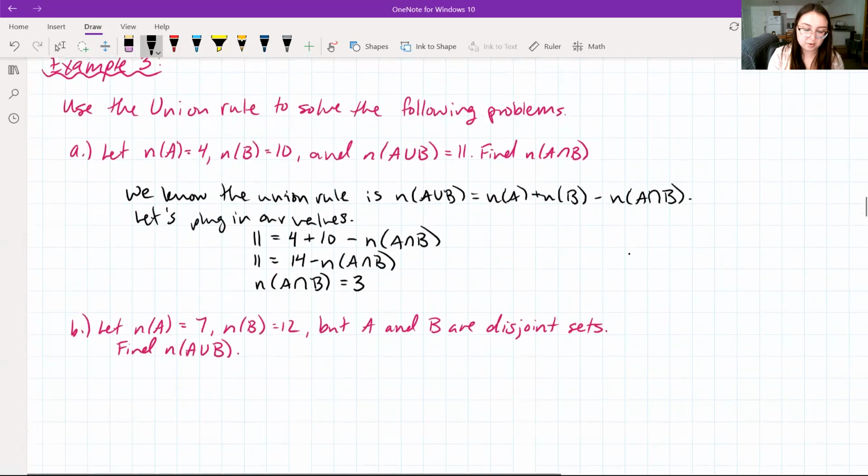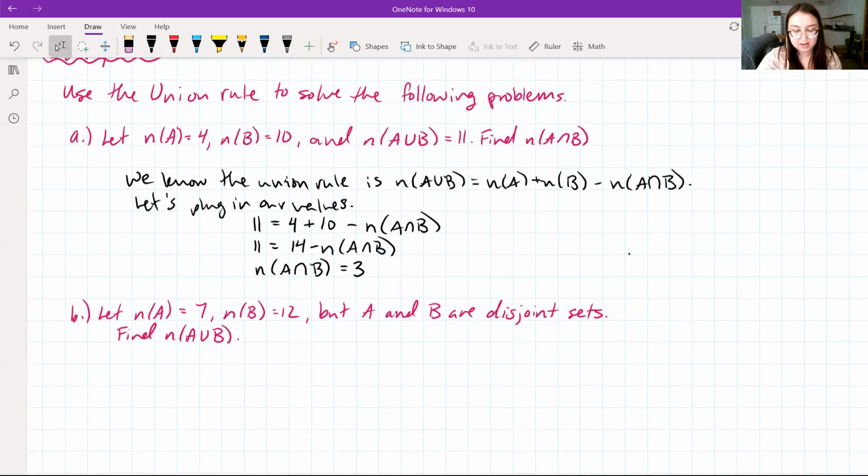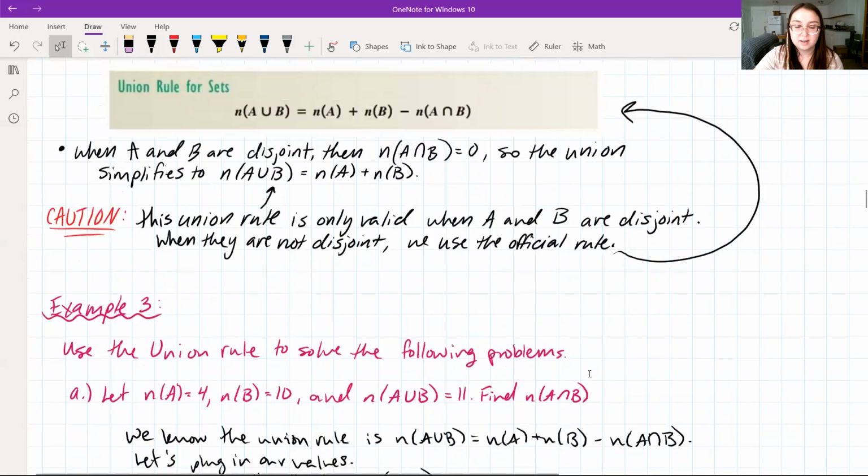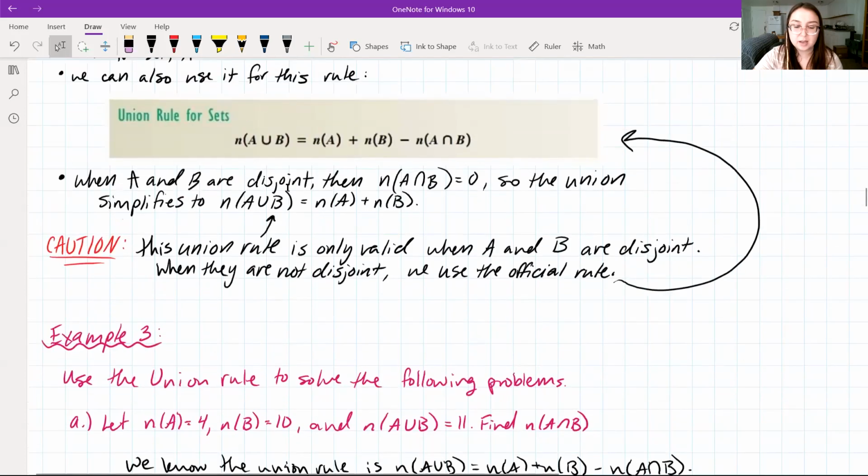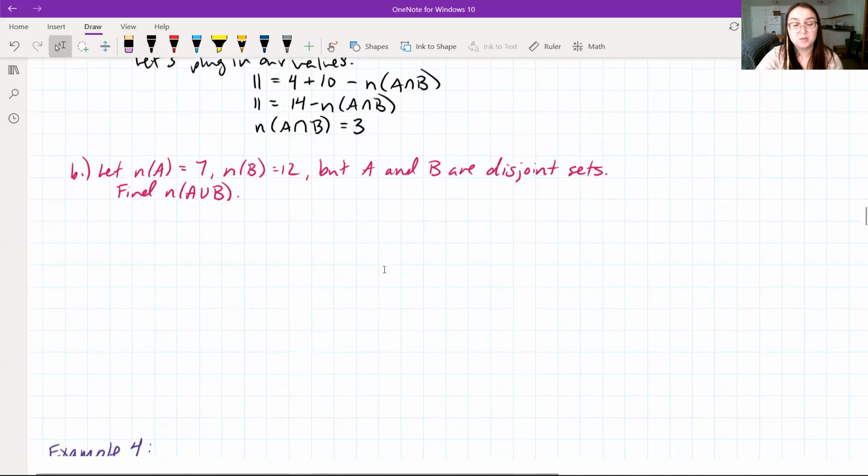Now for part B, we're going to let N of A be equal to 7, N of B be equal to 12, but A and B are disjoint sets. Find N of A union B. So A and B are disjoint sets, which means that they don't share any elements. So we can use our property to say that when A and B are disjoint, then N of A intersect B is equal to 0. So the union simplifies to N of A union B is equal to N of A plus N of B. So we can use this property for part B.